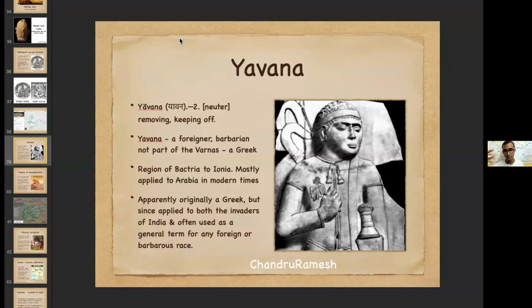In different times in history, the understanding of the Yavana region changed. Sometimes it was near Bactria, sometimes it was as far as Greece. In most cases, it was applied to regions of West Asia, Arabia, etc. They were fixed as the Yavana region, but it is not fixed because the Yavanas were constantly migrating. So it's very difficult to say that this region alone was Yavana.